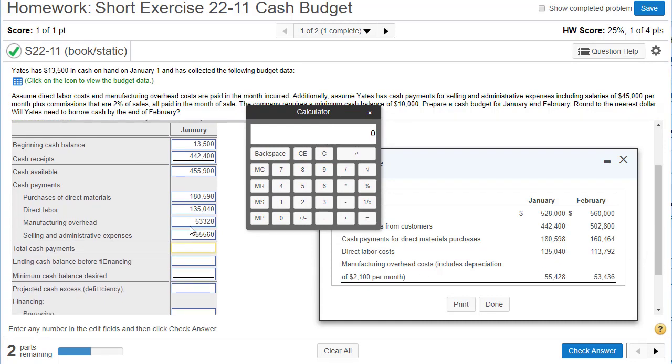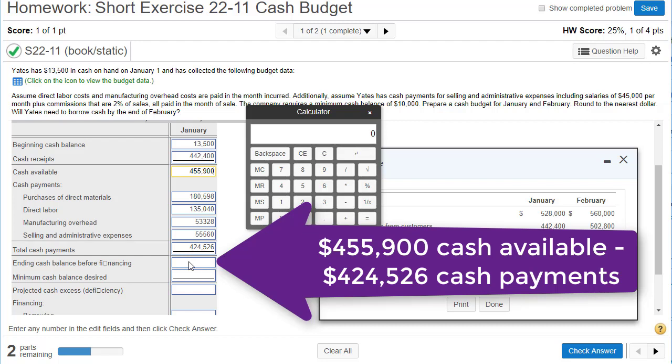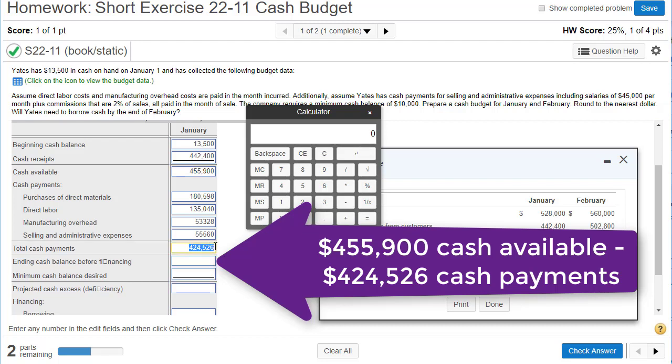Total cash payments. So I'm going to add up these numbers here, and that turns out to be total cash payments of $424,526. So if we had cash available of $455,900 and we spent $424,526, the ending cash balance before financing is the difference.